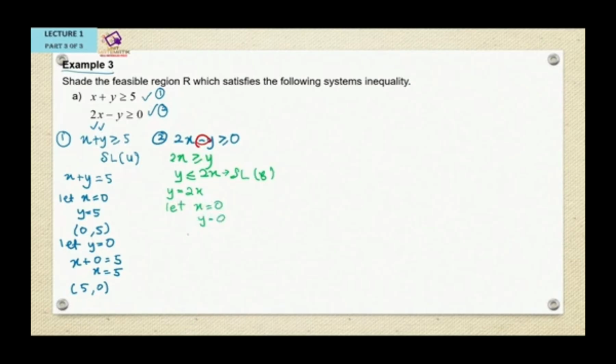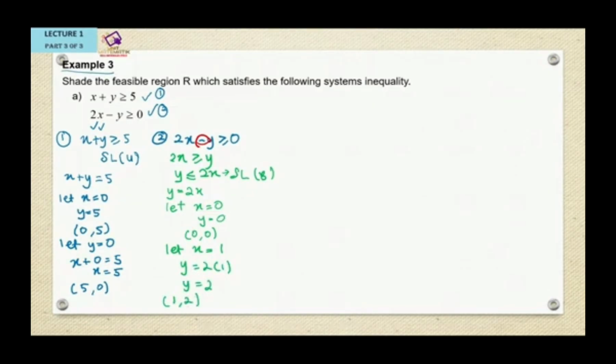Here, students, please be careful. Since we let x equals 0, y equals 0, we cannot choose y equals 0 because we will get the same point, which is (0, 0). So here I let x equals 1. Choose another point except 0. Let x equals 1, we will get y equals 2. So the point will be (1, 2).